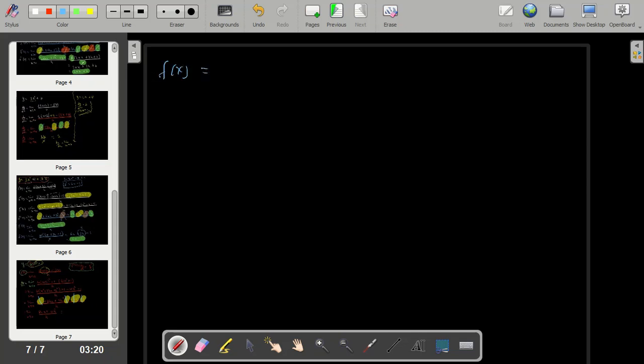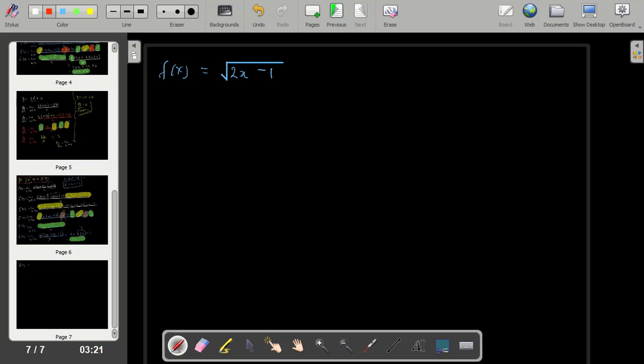f of x is given by the root of 2x minus 1. Okay, so we are differentiating that one from the first principle.